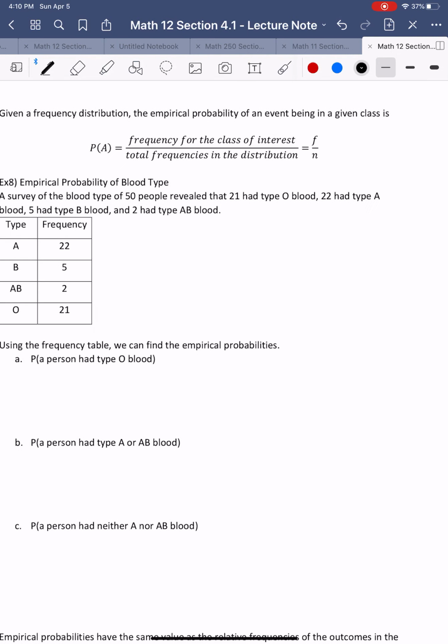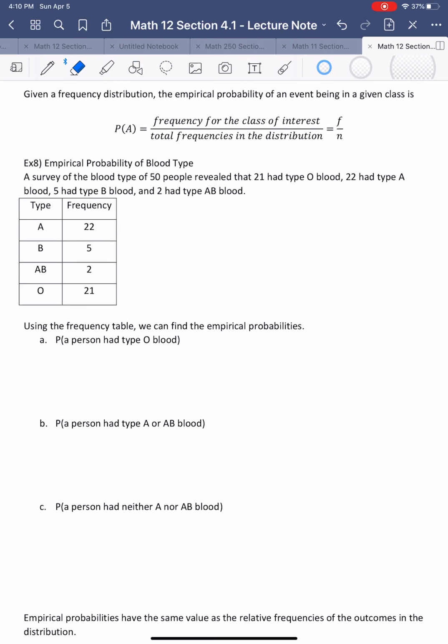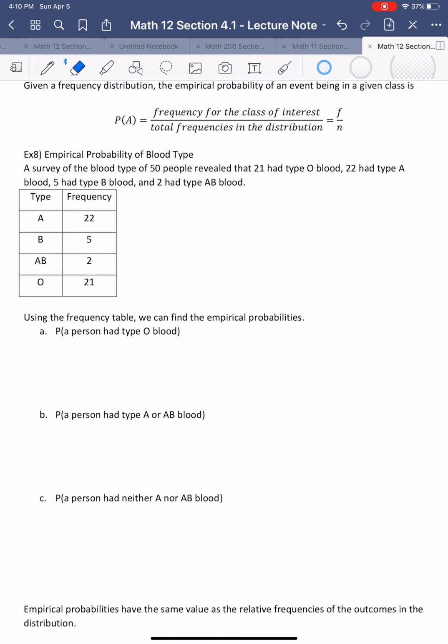Okay, given a frequency distribution, the empirical probability of the event being in a given class is P(A) equals the frequency for the class of interest, which is f, over the total frequencies in the distribution, which is n. So number 8, we're using the empirical rule to find the blood type. This is the empirical probability. A survey of the blood type of 50 people, so there are a total of 50.